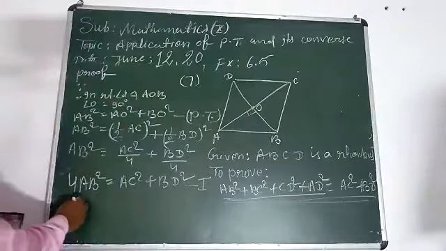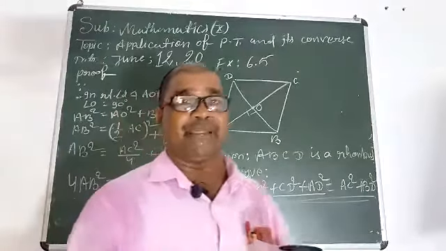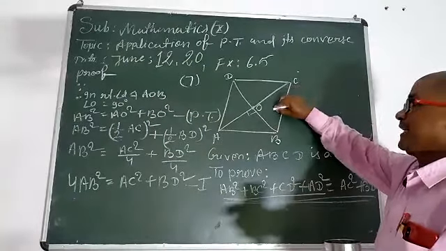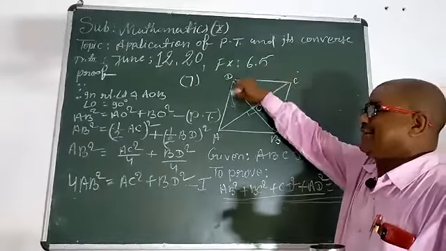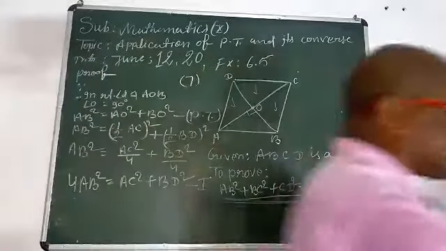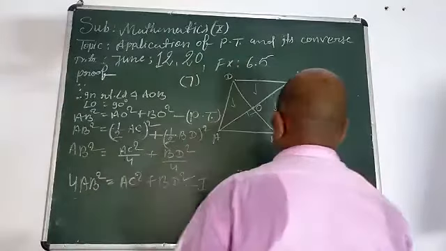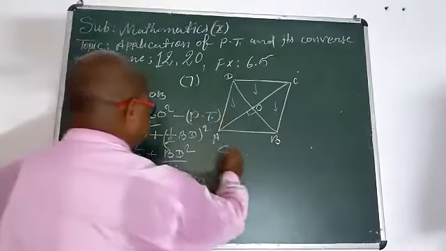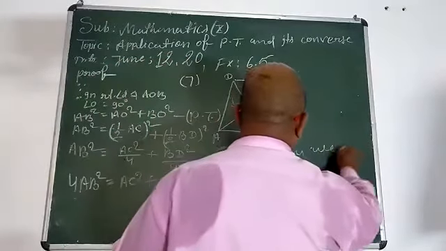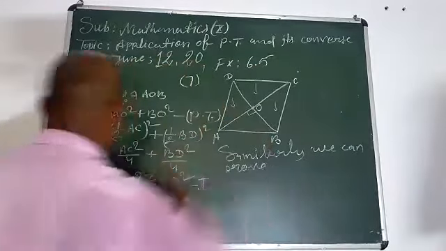Okay, now student, this is the first equation: 4AB square equal to AC square plus BD square. In this way, we can prove it for this triangle, that triangle and this triangle also. Similarly, we can prove.